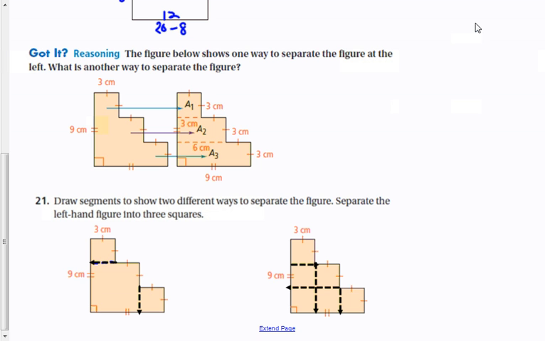All right, I like to split these up into squares. Squares are easy to find the area of. Go ahead and do the lesson check, and I'll see you tomorrow.